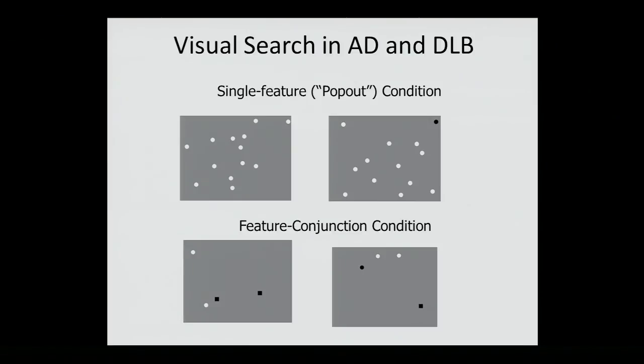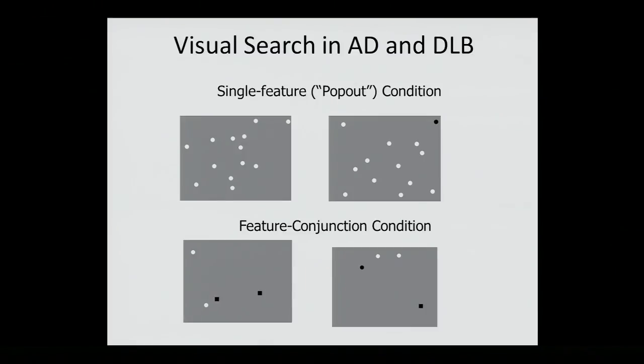And then the second task was a feature conjunction condition, where the target stimulus could vary from the distractors in two different ways. So it could be either luminance or color, or it could be shape. So again, you're just looking for a black dot, right? But now the distractors are different, so you have to integrate both the luminance or color information and the shape information in order to find the target.